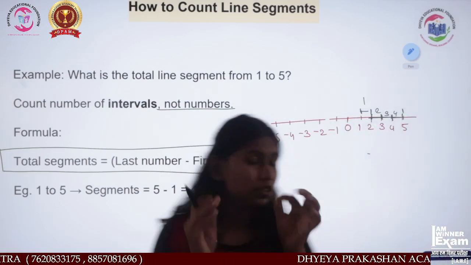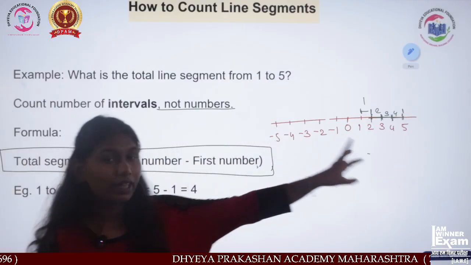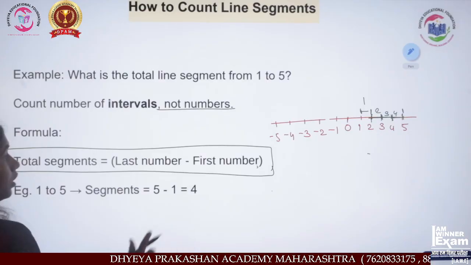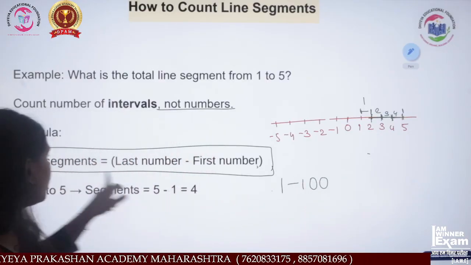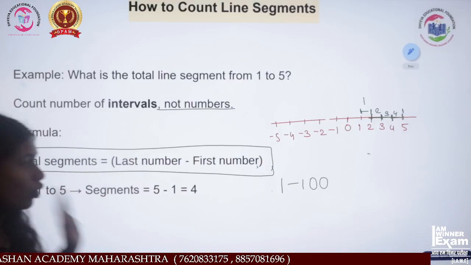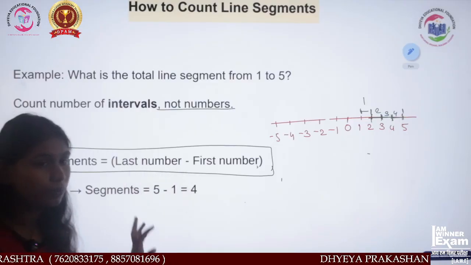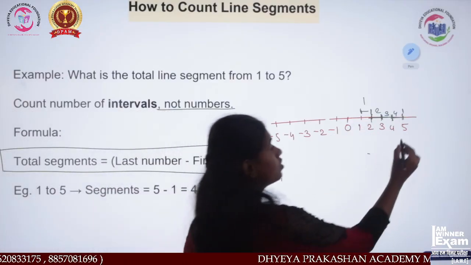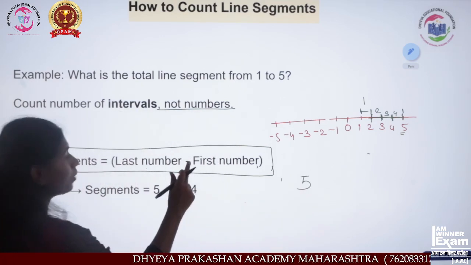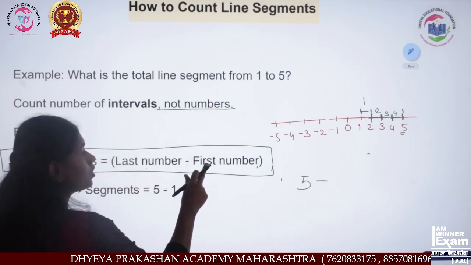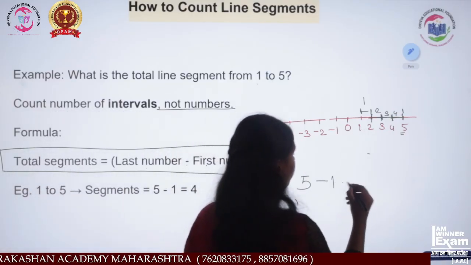If there are small numbers given to you like 1 to 5, 1 to 10, then you can count like this. But if there are bigger numbers like 1 to 100, then you will just apply this formula. Now what it says: total segment equals last number minus first number. Here, which is the last number? That is 5. So taking 5, and then minus the first number. That is 1. So 5 minus 1 will give you 4.